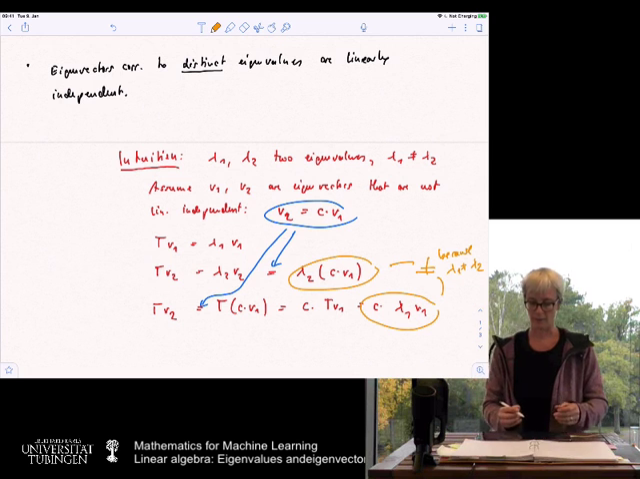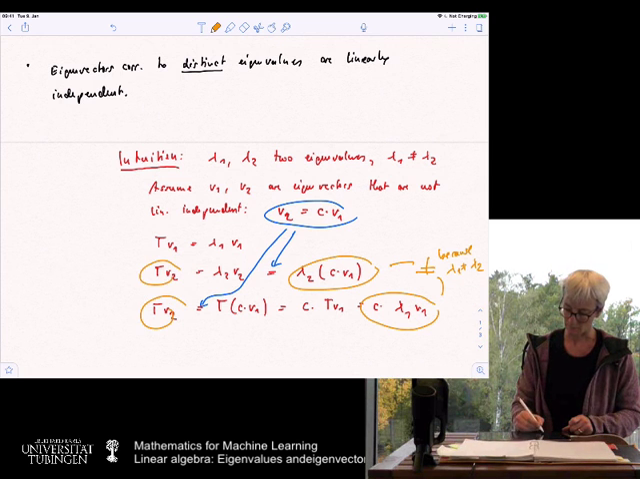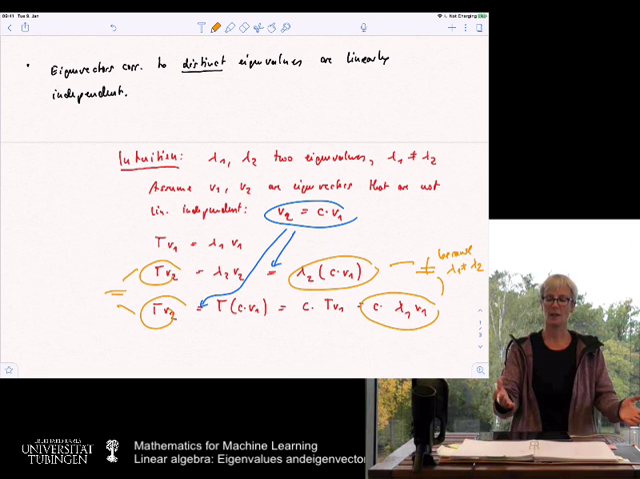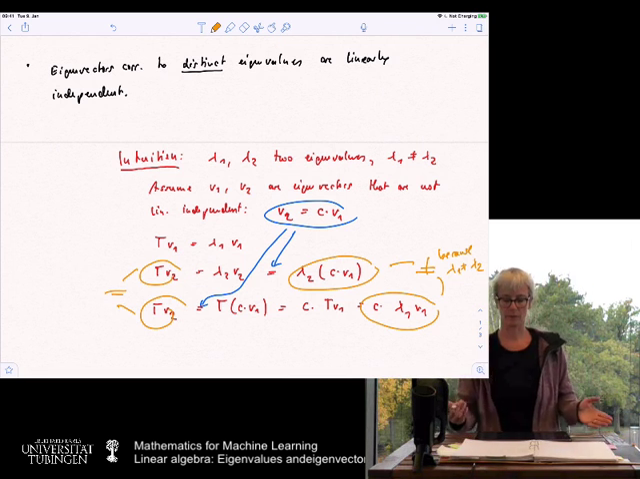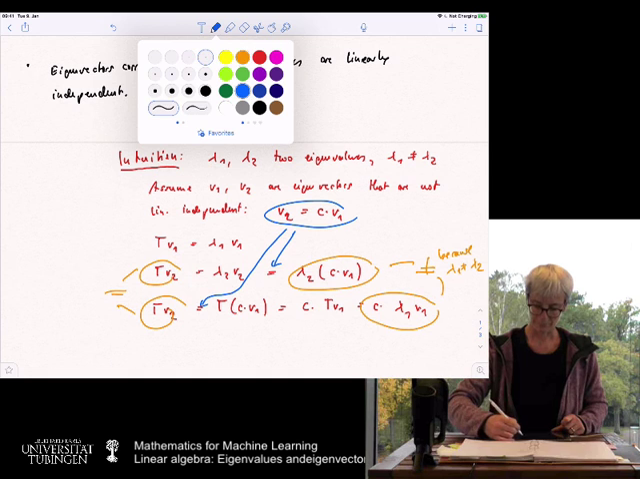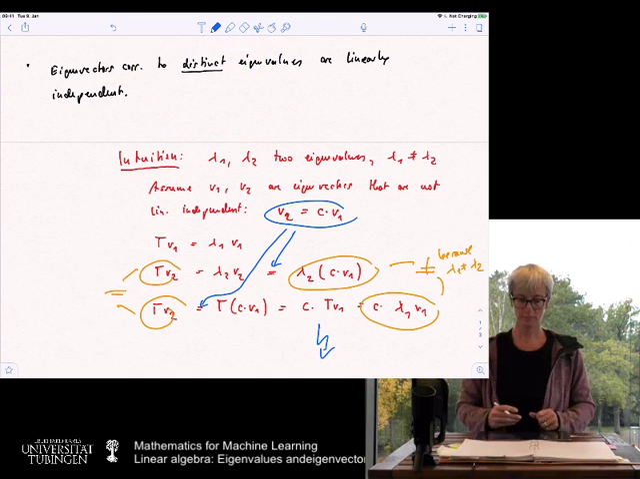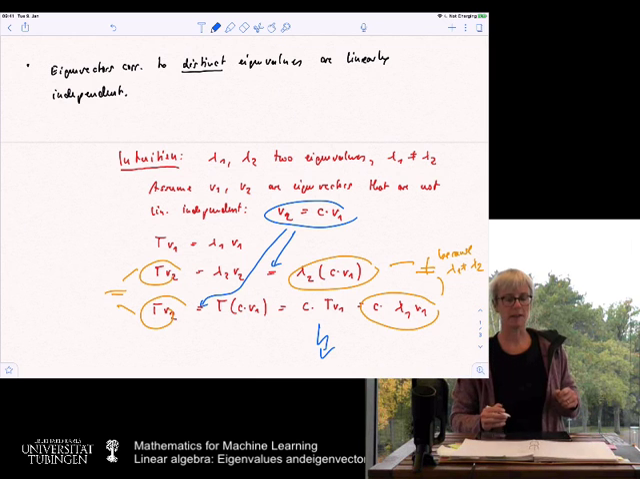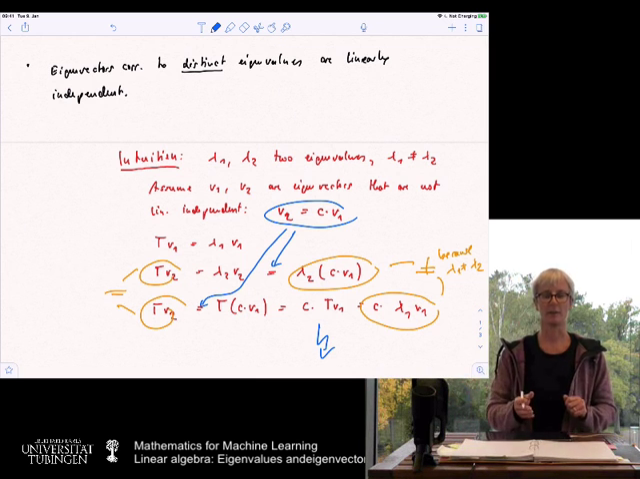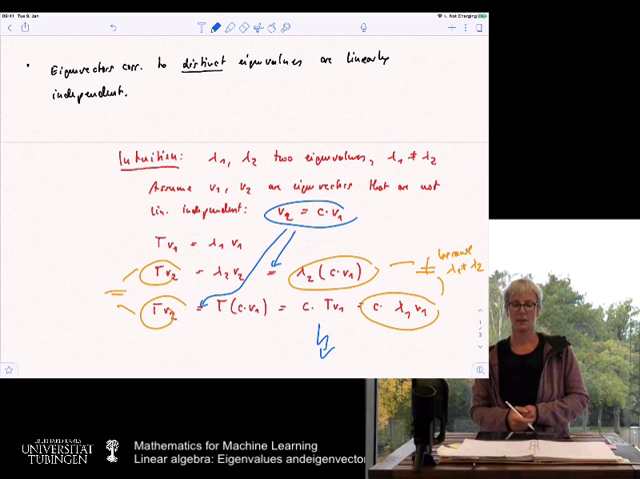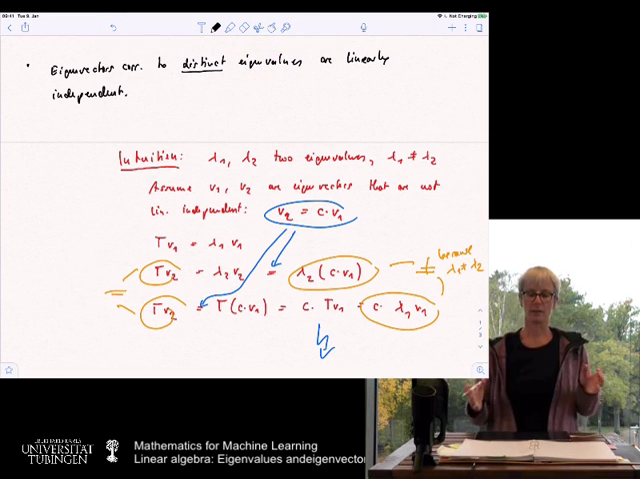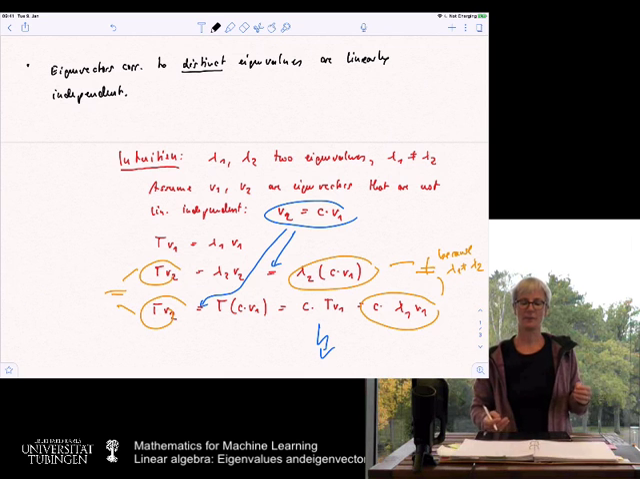But we started with the same expression. We started with exactly the same term. So somehow this is impossible. So here we have a contradiction. The contradiction is to the linear dependence assumption. So what we see is, if we have eigenvectors that correspond to distinct eigenvalues, they are always linearly independent.